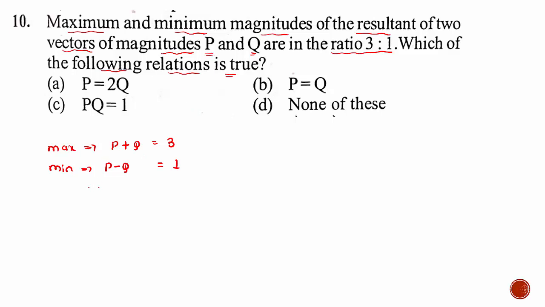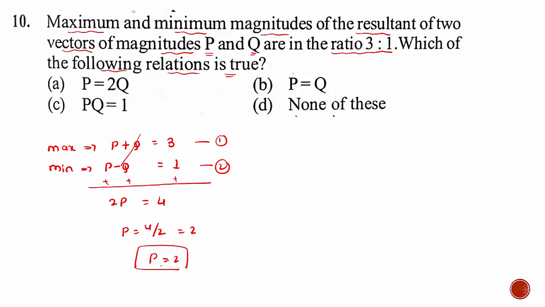So P plus Q equal to 3, P minus Q equal to 1. Solving these two equations, equation 1 and equation 2: P plus P is 2P, Q minus Q will get cancelled, 3 plus 1 is 4. Right? So we can write P equal to 4 by 2, that gives 2. So we got P equal to 2.